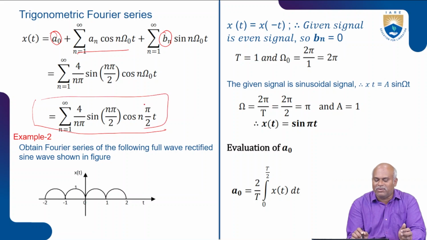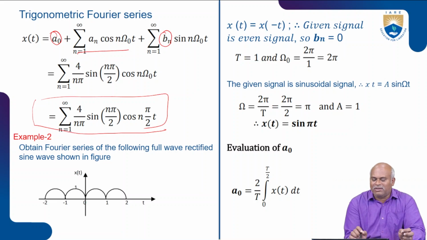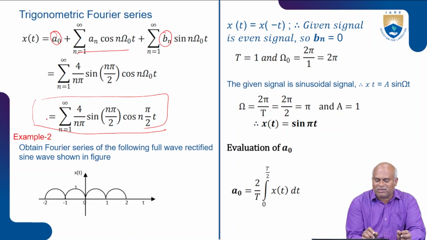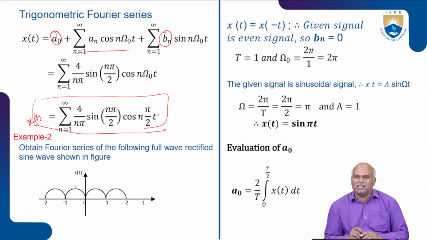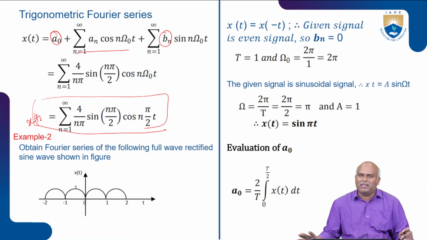So omega 0 we know, based on T, is equal to 2 pi by omega. So that is, x of t is equal to the sum n equal to 1 to infinity of 4 by n pi sin n pi by 2 cos n pi by 2 t. Up to this much I have concluded for this session.